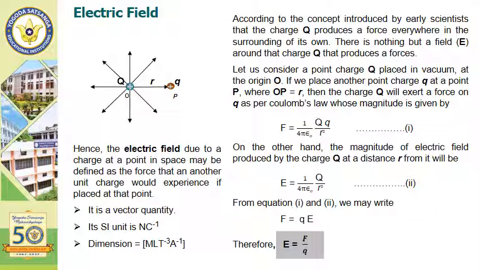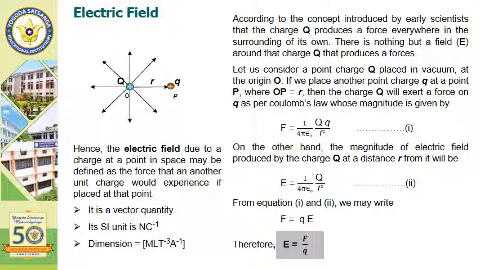From both the equations, we can calculate F equals q into E, and therefore capital E equals F upon small q. Hence, we may define the electric field as follows: the electric field due to a charge at a point in space may be defined as the force that a unit charge would experience if placed at that point where we have taken a capital Q charge earlier.